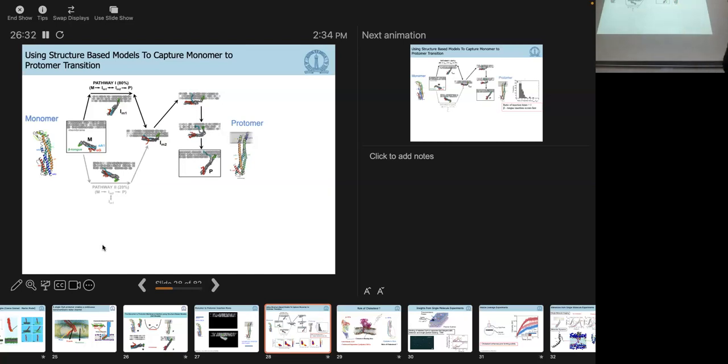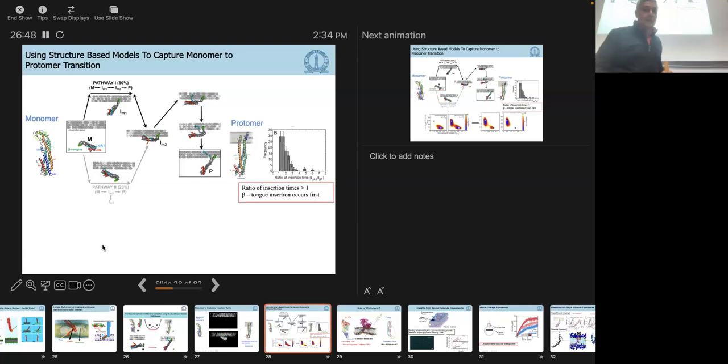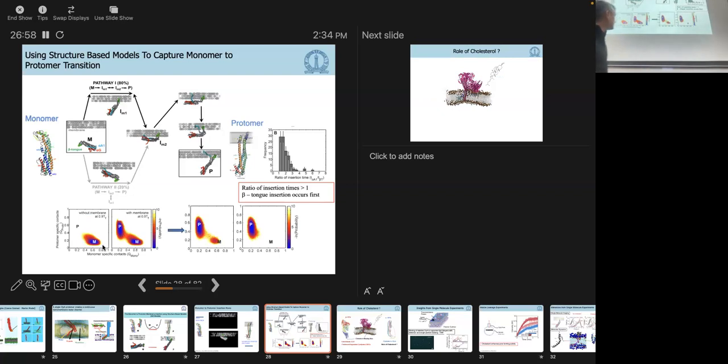Interestingly, in an unrelated paper, which is just based on crystal structures, there was a part where they talk about the pathway, and they come up with this membrane-parallel state as one of the intermediate steps into pore formation. Now, what does this tell us? Essentially, if you look at the ratio of insertion times, we find that the beta tongue insertion occurs first, and I'll connect that to some work that we're doing later.